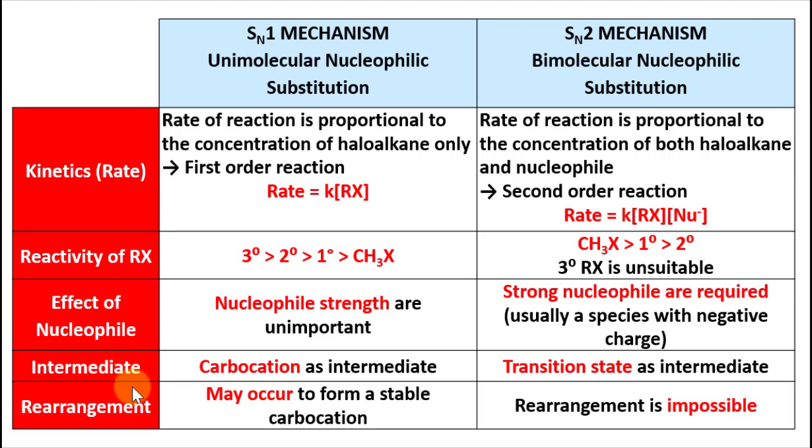The intermediate formed in the SN1 mechanism is the carbocation, and for the SN2 mechanism it is the transition state. Since a carbocation is involved in the SN1 mechanism, rearrangement may occur to form a more stable carbocation, but in the SN2 mechanism, no rearrangement occurs.